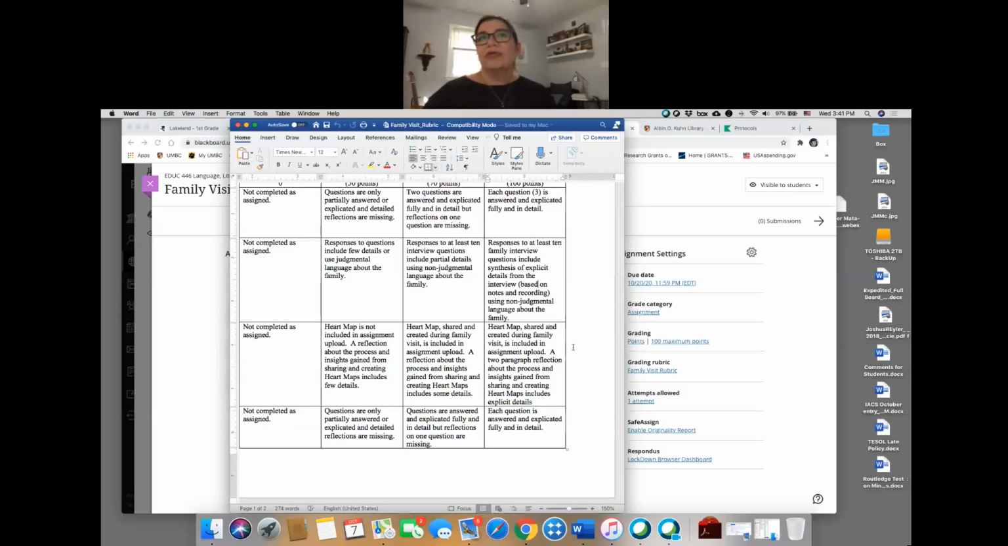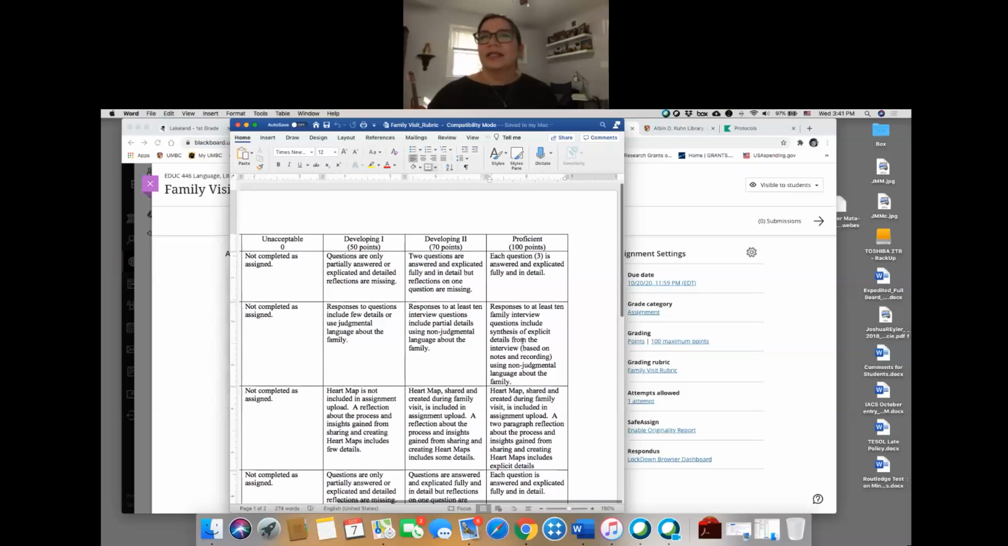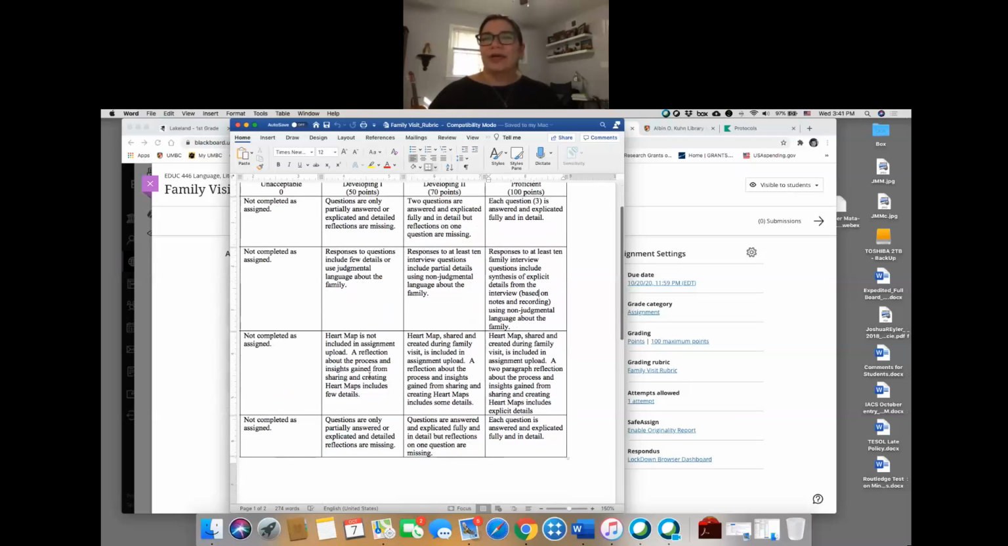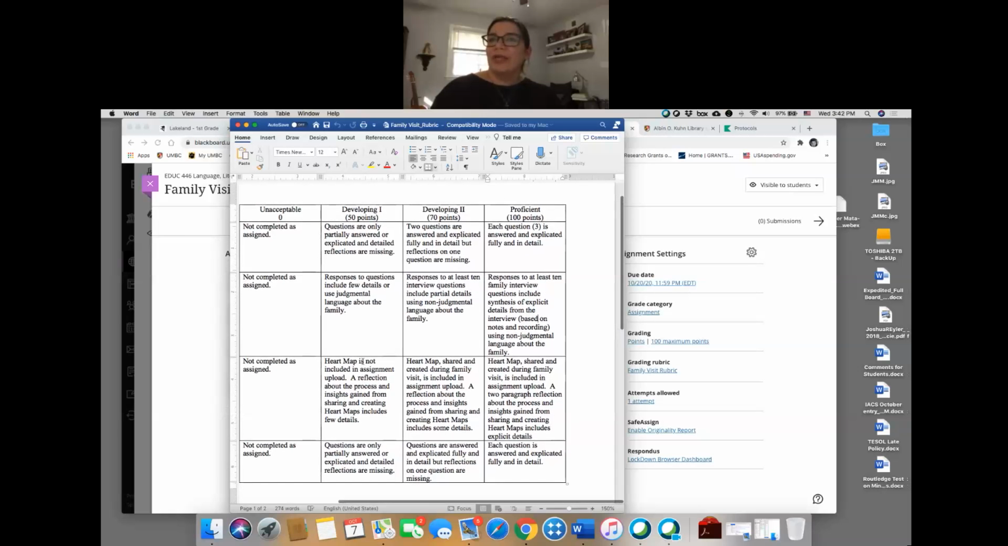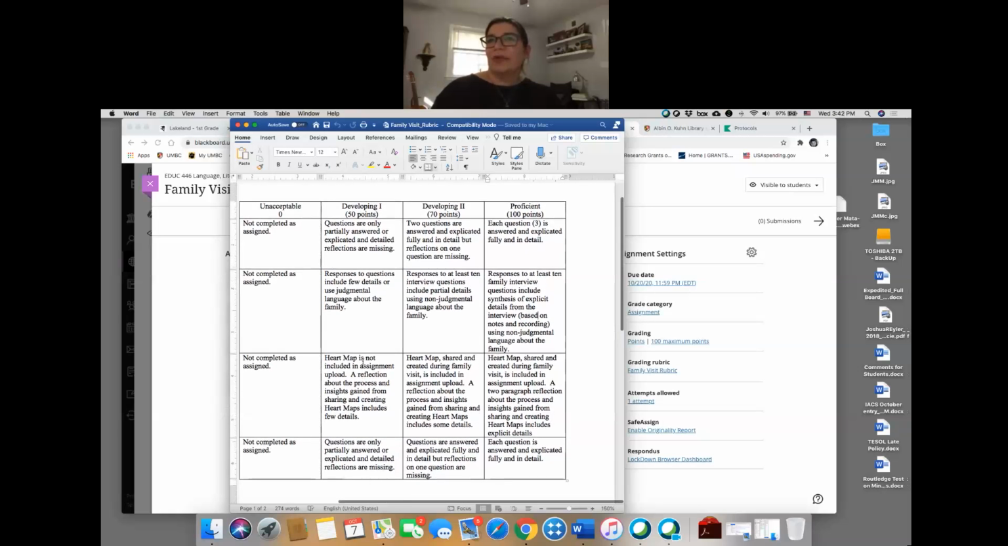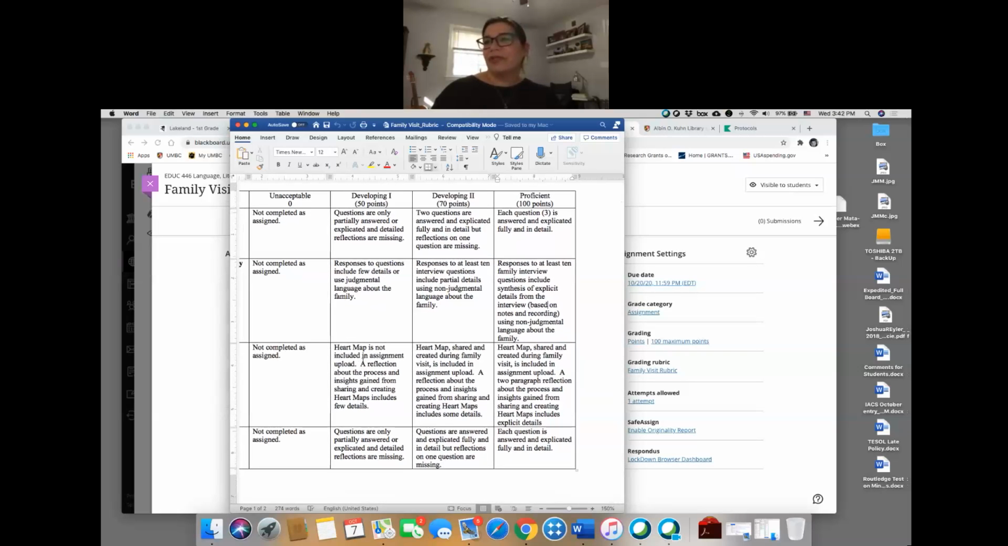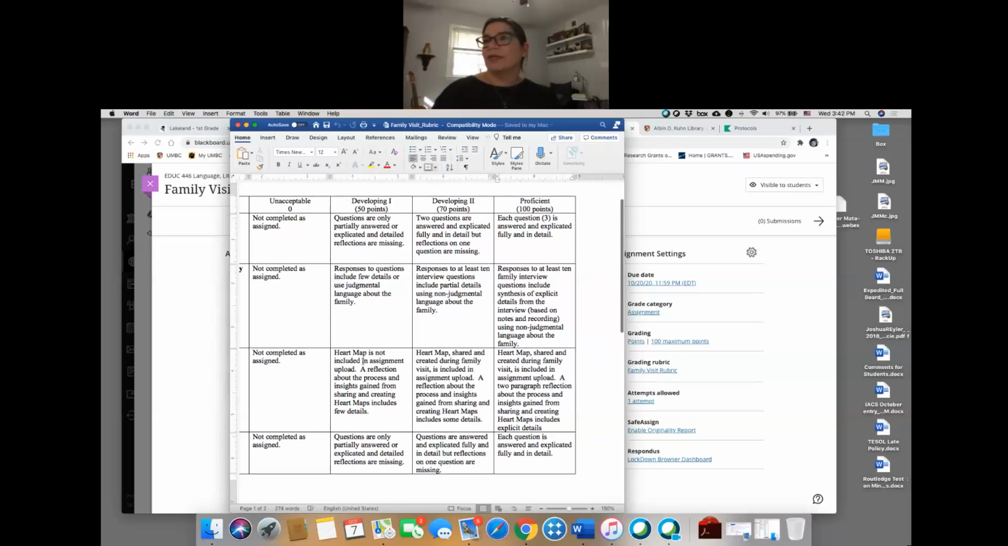So when I'm using this, and that's why I opened this, can you see this, the rubric? That's why I opened this, because I wanted to point out, for the assignment that we were talking about before, the family visit, there is a heart map there. And the heart map is not included in the assignment upload. But I know that it's going to be very difficult, or it can be. It might be very easy for some of you, but it might be difficult for others of you to actually collect that heart map, to be able to incorporate it in your assignment.